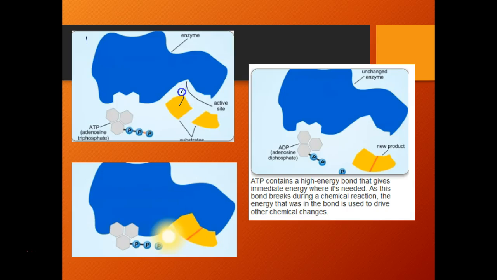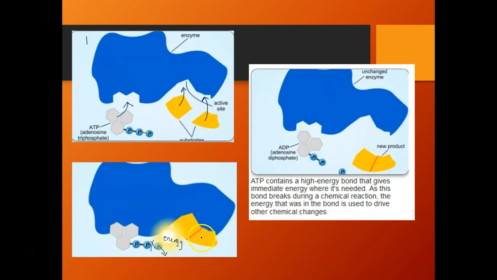And the substrate is going to bind onto the active site. We also have a place on the enzyme for ATP. So the ATP will then bind onto its specific spot on the enzyme. Once it binds, we see that this bond right here is broken. So we see the bond is broken and the phosphate falls off. What you see right here is energy that is being released.